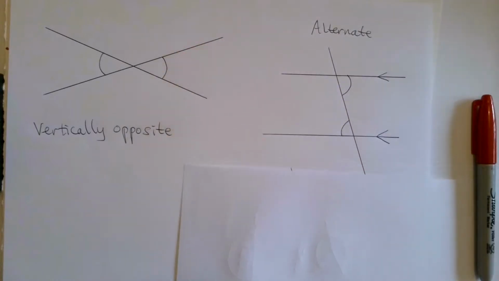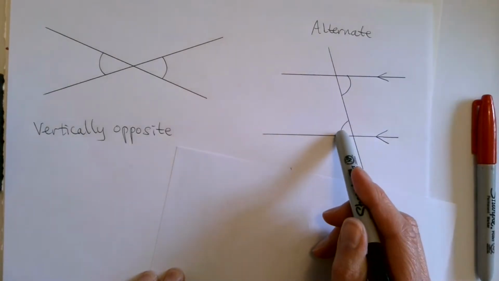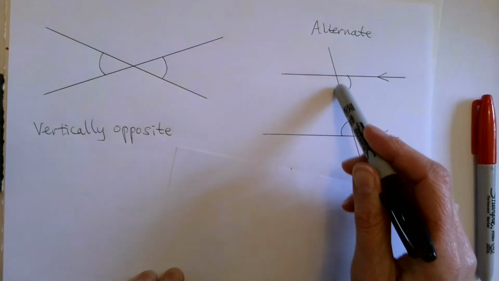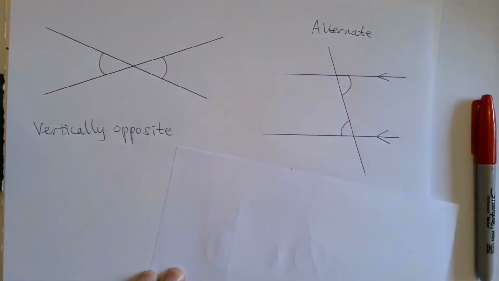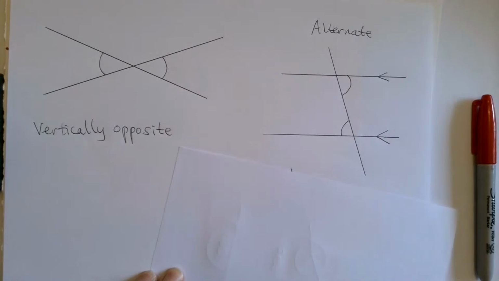And another important fact is that when you've got parallel lines, these angles here and here are the same as each other. If you see what's going on here, it's a bit like a backwards Z. So they can sometimes be called Z angles. And this angle will be the same as this angle.